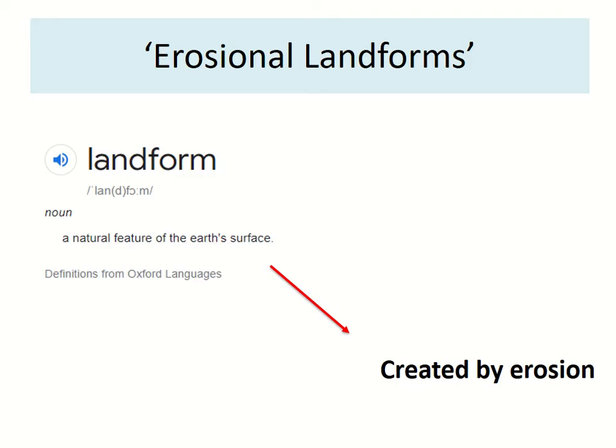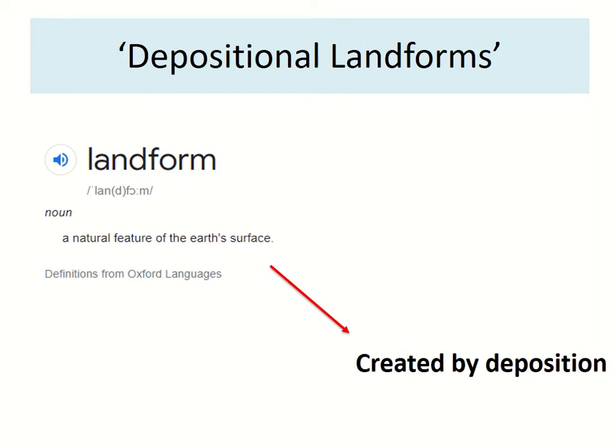And we've seen this term before when we looked at erosional landforms in lesson 3 of this unit. And if you recall, a landform is a natural feature of the Earth's surface. And so an erosional landform is a natural feature of the Earth's surface created by erosion. Kind of by direct comparison, a depositional landform is the exact same thing, only a depositional landform is a natural feature of the Earth's surface caused by deposition.